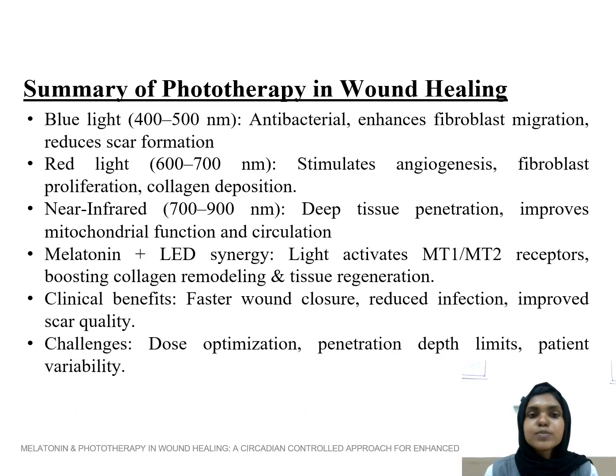Then move on to the summary. Blue light is antibacterial, enhances fibroblast migration and reduces scar formation. Then red light is used to stimulate angiogenesis, fibroblast proliferation, and collagen deposition. Then NIR is used for deep tissue penetration, improves mitochondrial function and circulation. Melatonin plus LED synergy: light activates MT1 and MT2 receptors, boosting collagen remodeling and tissue regeneration. The clinical benefits are faster wound closure, reduced infection, improved scar quality. Challenges are dose optimization, penetration depth limits, and patient variability.